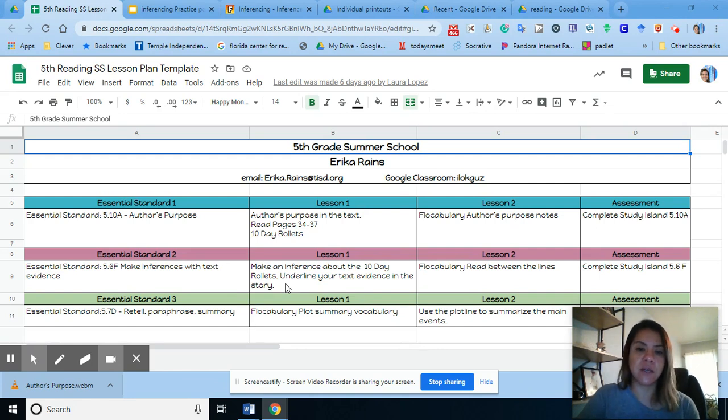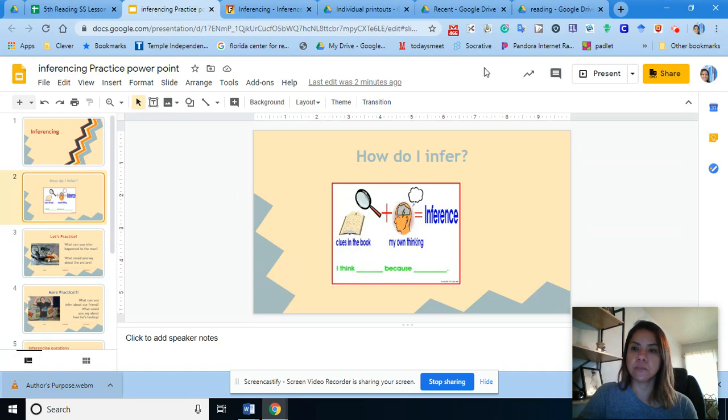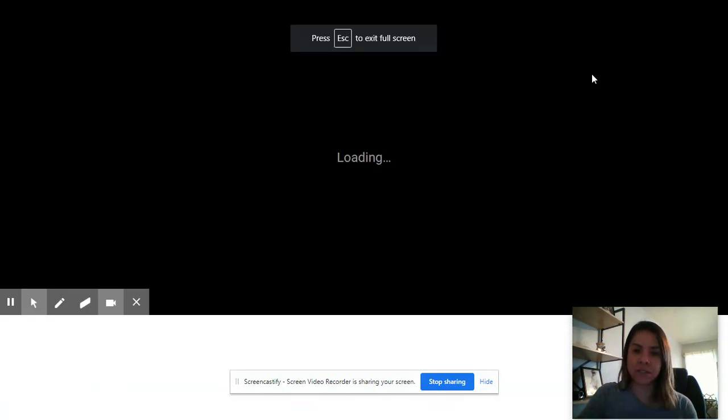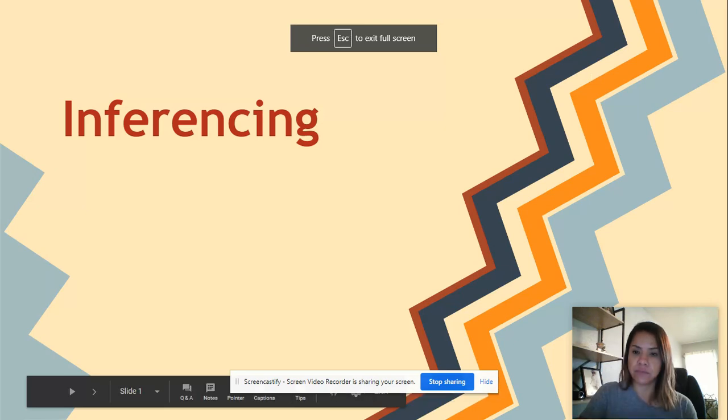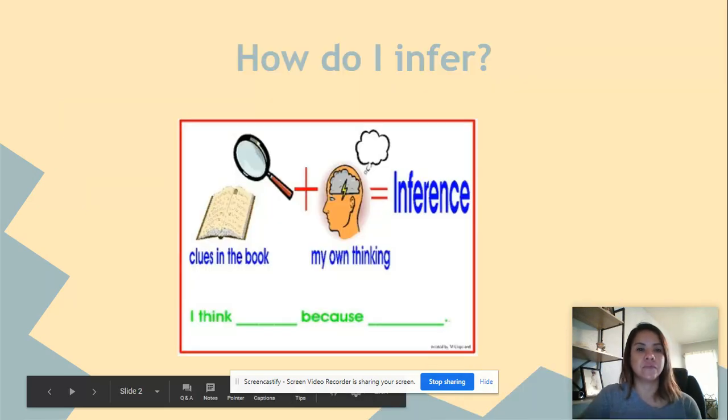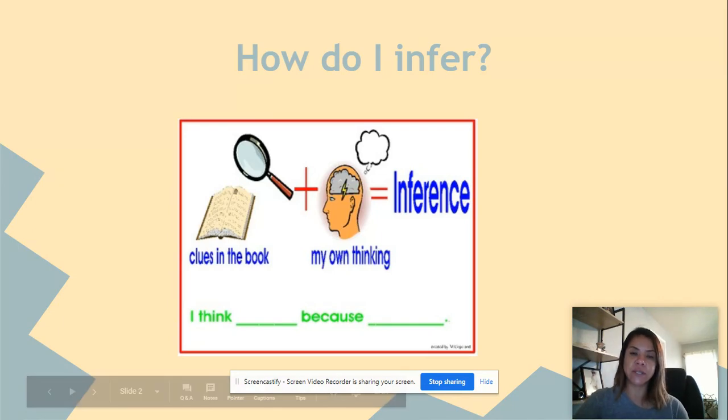Okay, so again, this is the lesson plan that you should have in your packet. I highly suggest that you do the first two lessons before you go to the assessment. So we're going to get started with our inferencing lesson. Okay, so inferencing, what is it? Okay, so how do we infer?